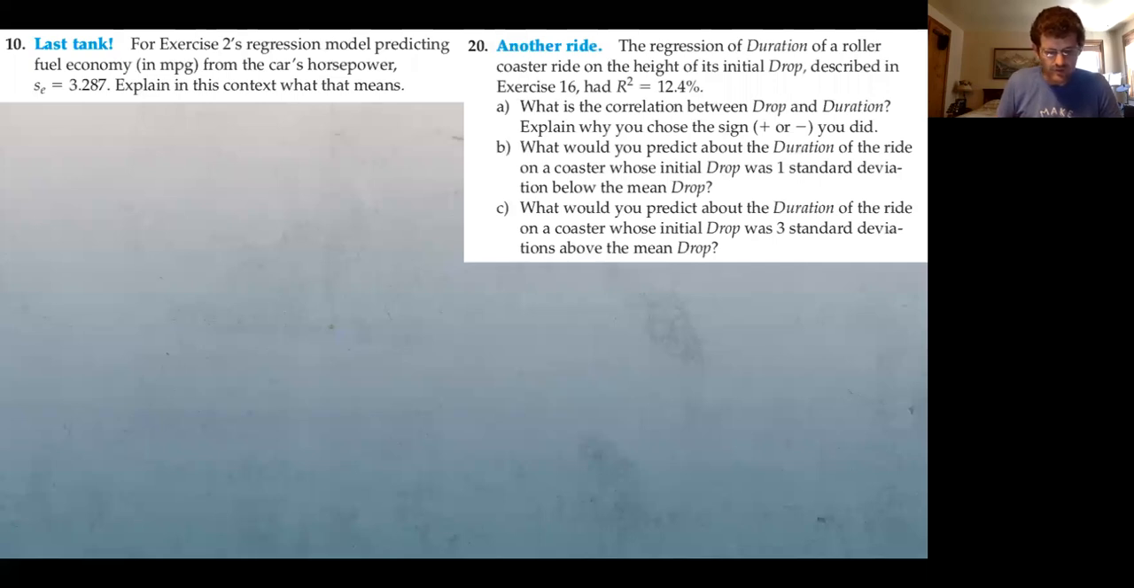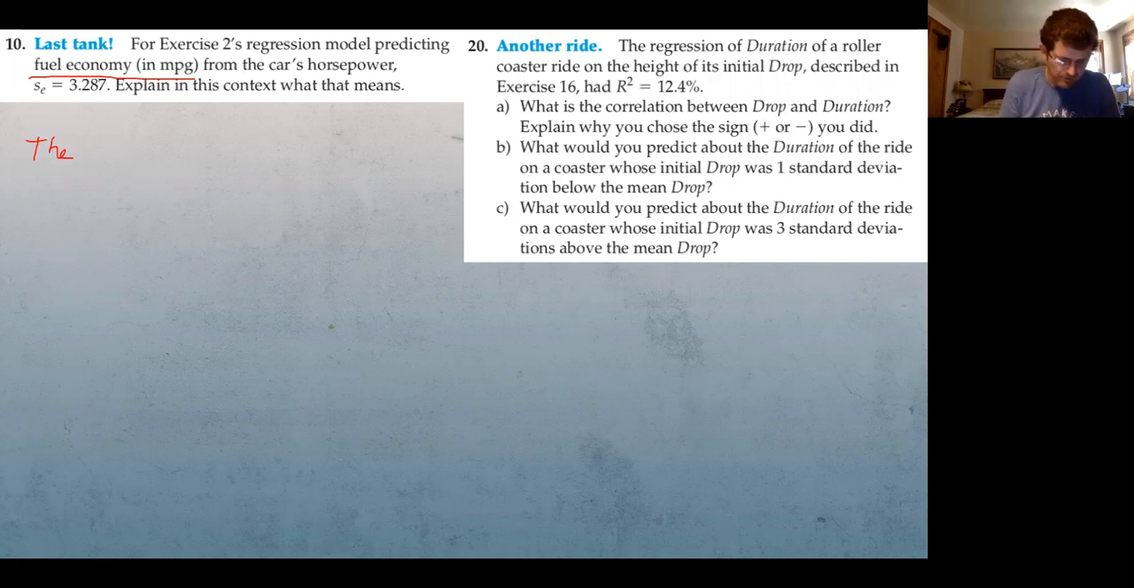So we don't need to know these previous exercises, but it says here, for exercise 2's regression model predicting fuel economy from the car's horsepower, the standard deviation of the residuals is 3.287. Explain in context what that means. So remember, your standard deviation of your residuals is the average distance that an actual data point is from the model. So in context here, let's remember, what's predicting what? It's predicting fuel economy from horsepower. So the fuel economy is what's being predicted.